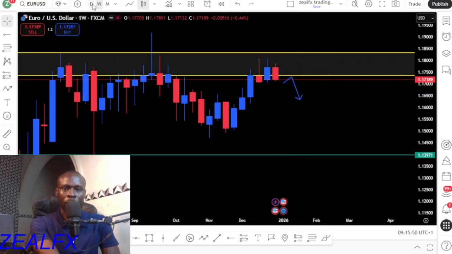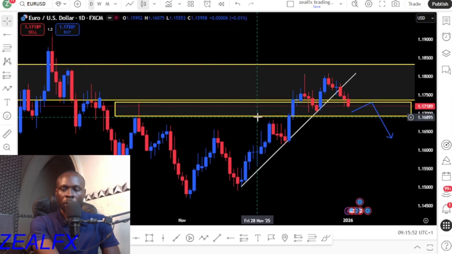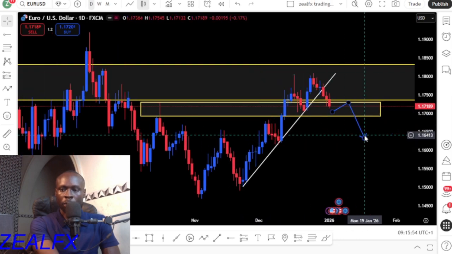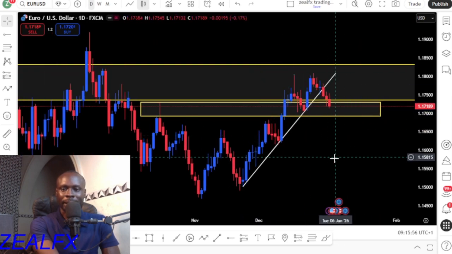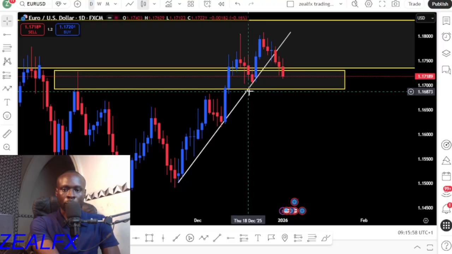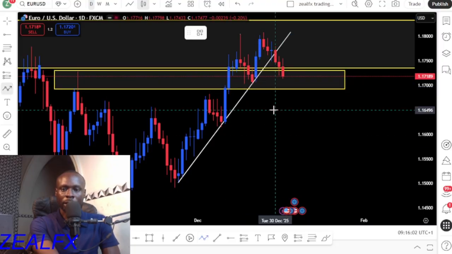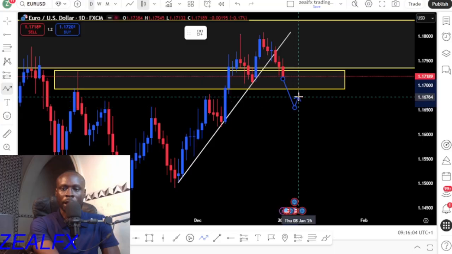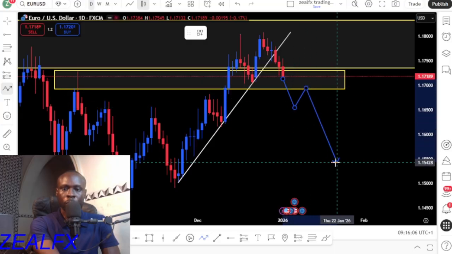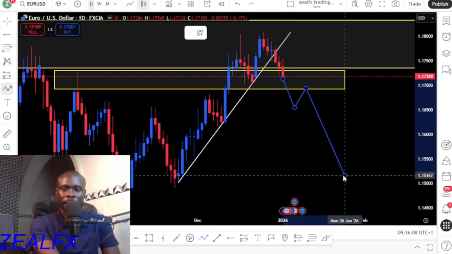So let's go back to our daily chart. All we need from the daily chart now, we need price to break as expected from this particular support level, converting the support level to resistance before we can start looking for a possible selling opportunity for Euro USD to the downside.